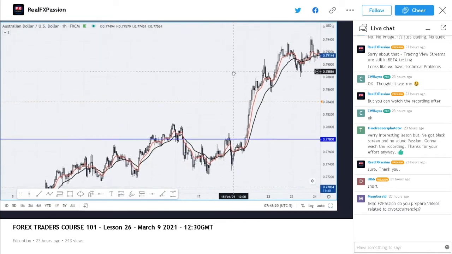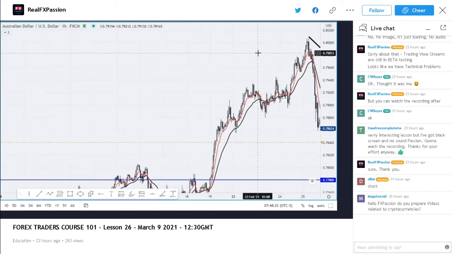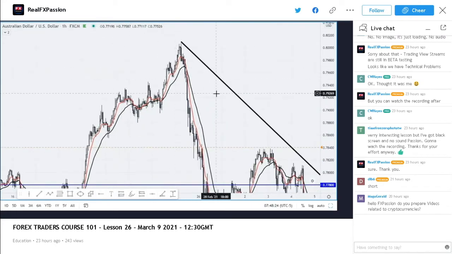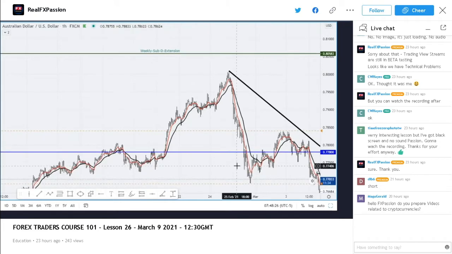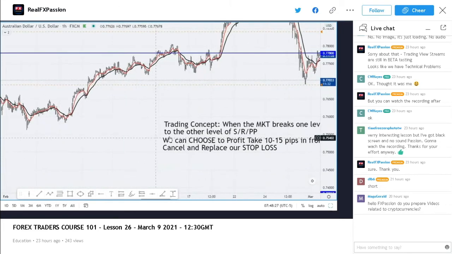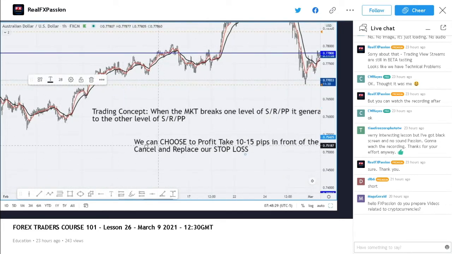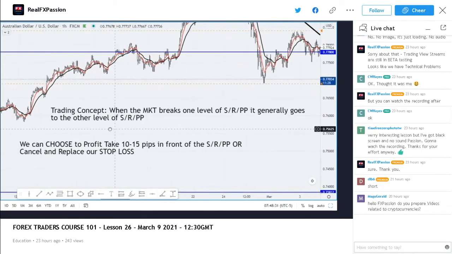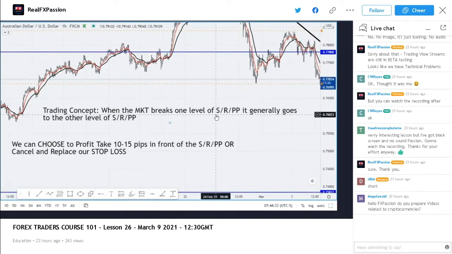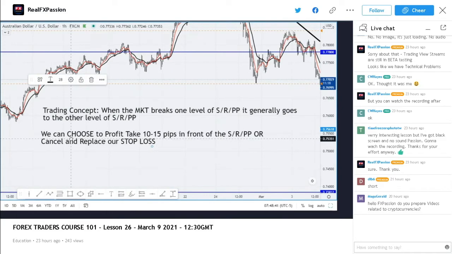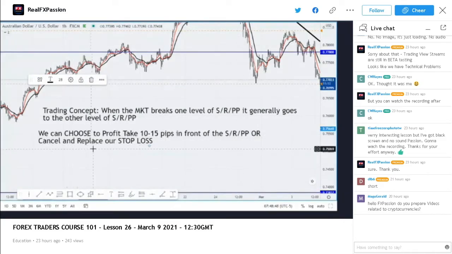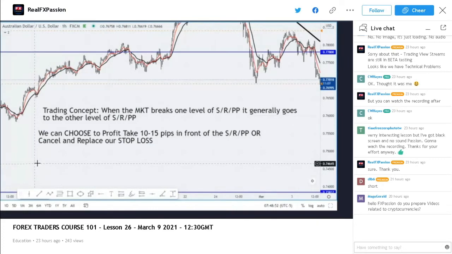And I'm messing with alarms. And I believe we are done right here. Okay, so those are the two trading concepts. When the market breaks one level of support, resistance, pivot point, it generally goes to the other level of support, resistance, pivot point. And we can choose to profit take in front of the pivot point, or cancel and replace our stop loss. Make sense?